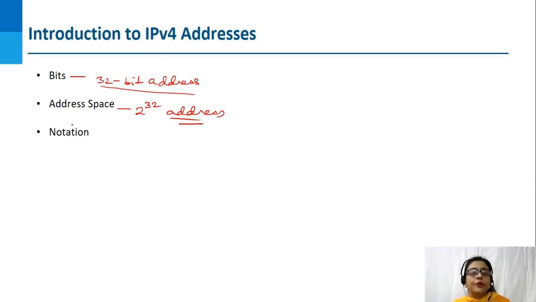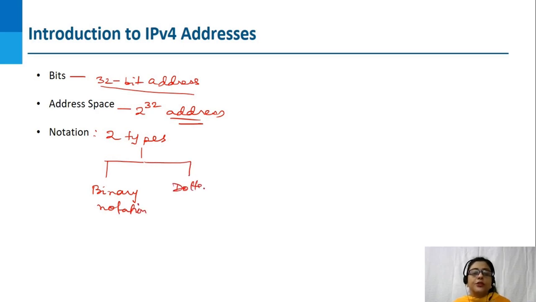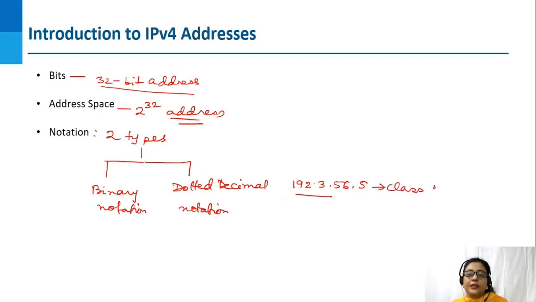Now, there are two types of notations for IPv4. One is called the binary notation and the other one is called the dotted decimal notation. Now let us consider dotted decimal notation. Let us consider this number, let's say 192.3.56.5. So this is an address of class C. Later on we will see what are the different classes of IP addressing scheme.